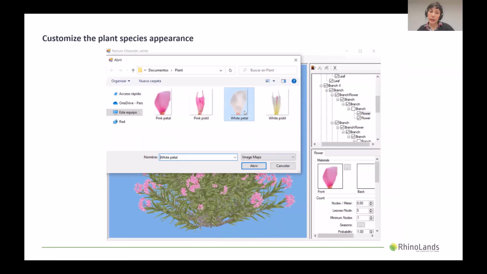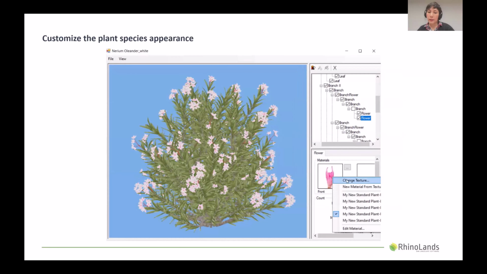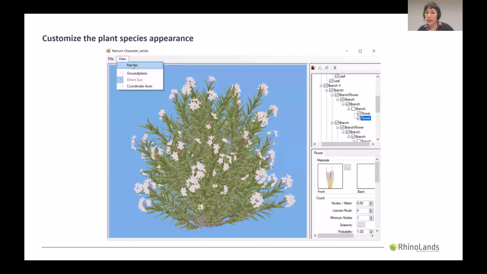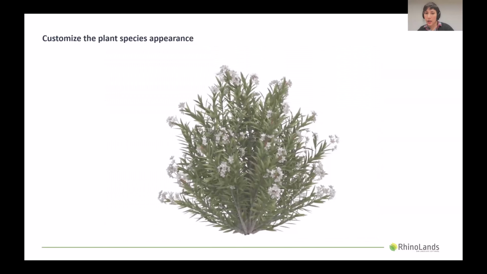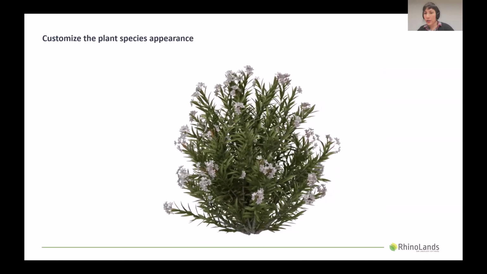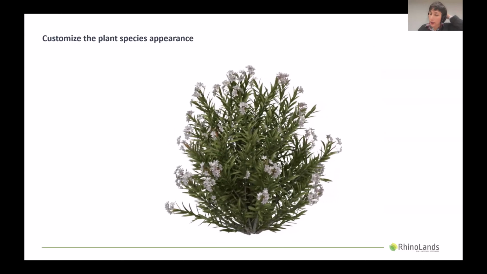Inside the plant database, there is access to an add-on, which is a plant editor. So we can edit a 3D realistic model of an existing plant species. For example, we can change the branches, any kind of structure of this plant model.